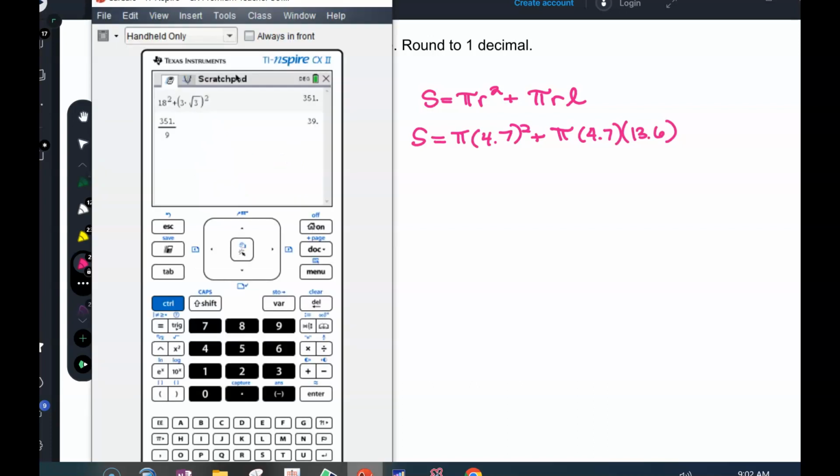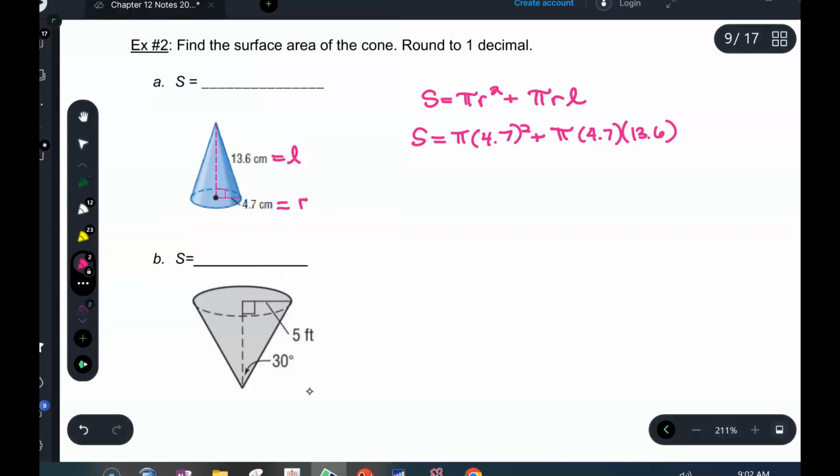Okay, so we have pi times 4.7 squared plus pi times 4.7 times 13.6. We can just plug it all in at once. And we're rounding to one decimal, so 270.2. Much easier than the last one, right? Just shorter.